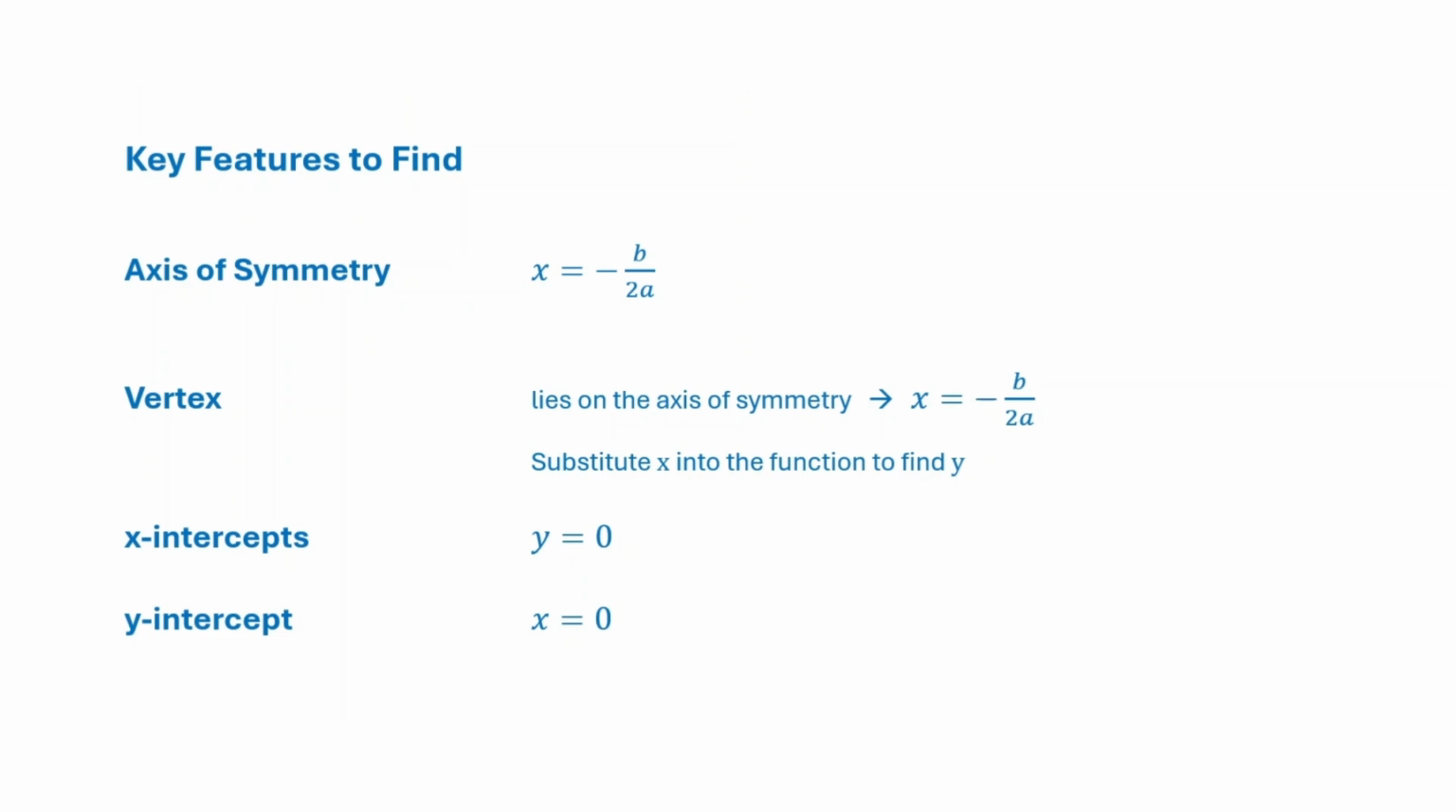One more thing to keep in mind, the graph of a quadratic function is symmetric about its axis of symmetry. So any point on one side has a matching point at exactly the same distance on the other side. We'll use that a lot when it comes to drawing our graphs.